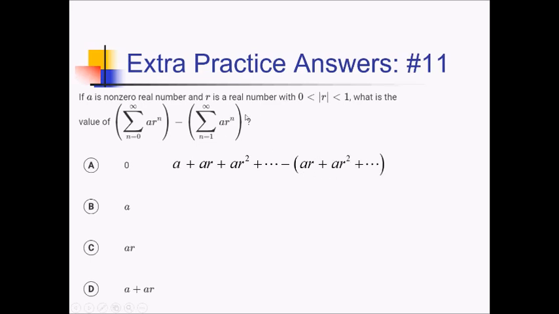Now, if we take all of these terms and subtract all of these terms, we have a positive ar, we have a negative ar. Those are going to cancel. We have a positive ar squared, we have a negative ar squared. Those are going to cancel. And everything after ar squared that we're not writing down is going to cancel out with everything after this ar squared. So the only thing that's left when all this canceling happens is this very first term, a, that doesn't have a counterpart in this parentheses over here. So this all just comes out to a, which ends up being choice B.